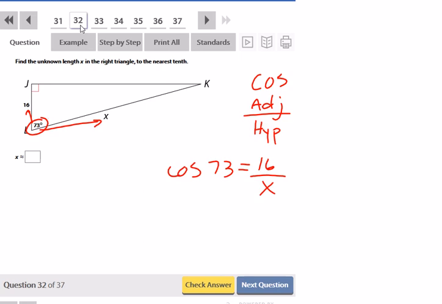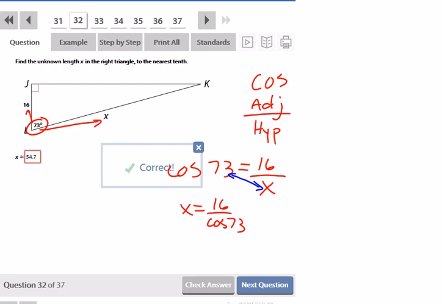So just like before with tangent, if the one that you're looking for is on the bottom, switch them. Instead of multiplying, divide. X equals 16 over cosine 73. 16 divided by cosine of 73. That's going to be 54.7. That's correct.